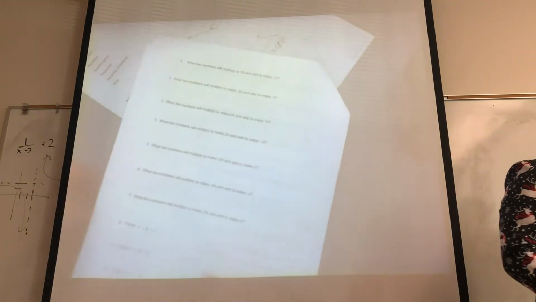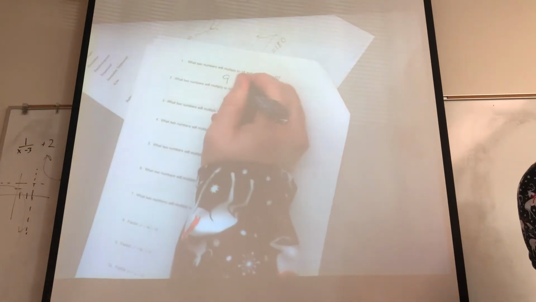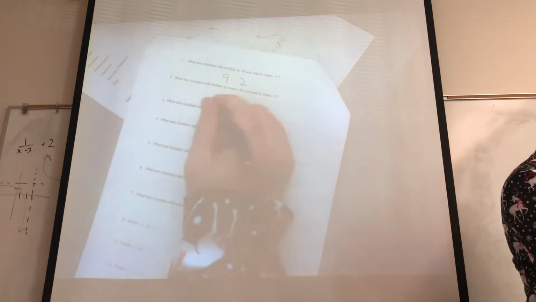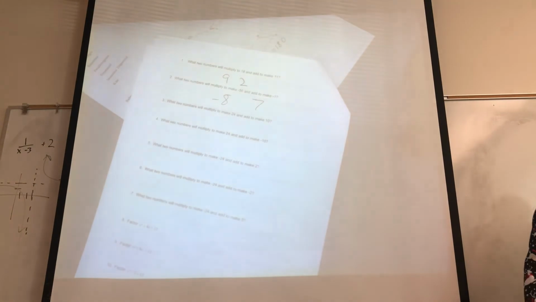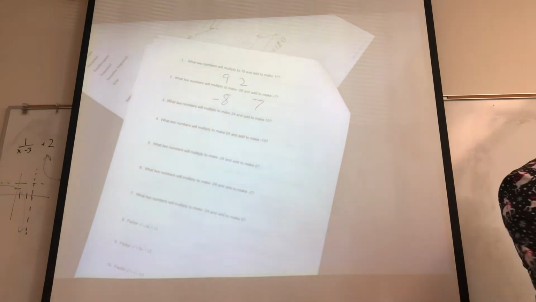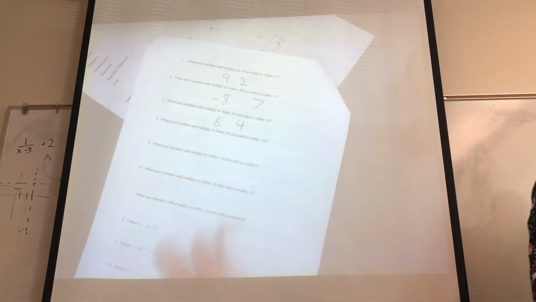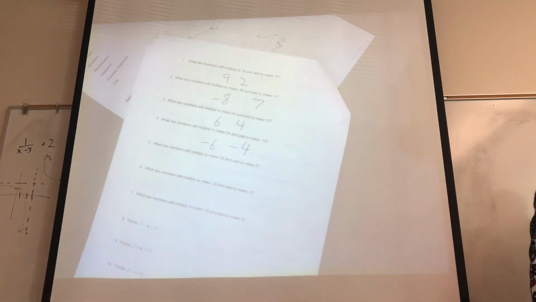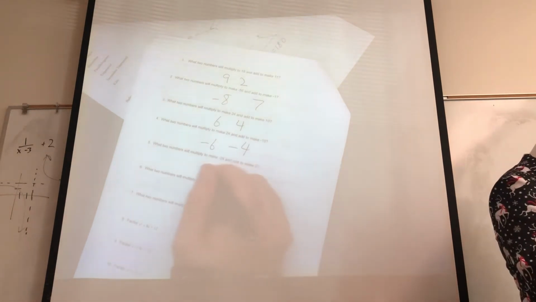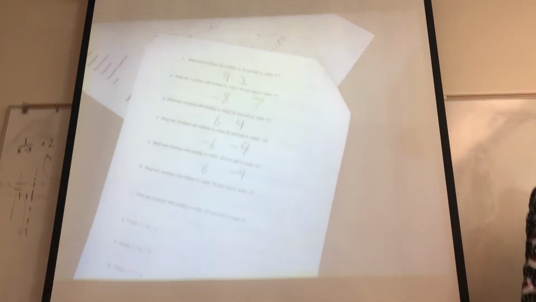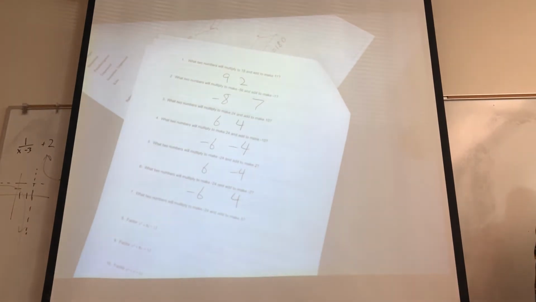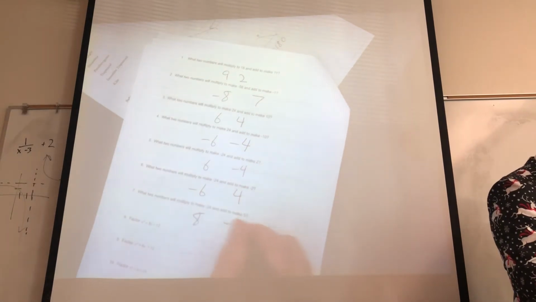What two numbers are going to multiply to 18 and add to make 11? That's 9 and 2. What two numbers multiply to make negative 56, add to make negative 1? That's negative 8, positive 7. What two numbers multiply to make 24, add to make 10? That's 6 and 4. Multiply to make 24, add to make negative 10, it's negative 6, negative 4. Multiply to make negative 24, add to make 2, that's 6 and negative 4. Multiply to make negative 24, add to make negative 2, that's negative 6 and positive 4. And what two numbers multiply to make negative 24, add together to make 5? That's a positive 8 and negative 3.